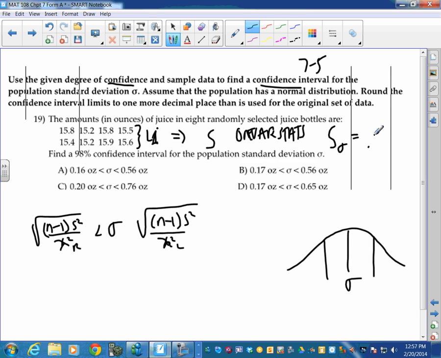What is it now? 0.273. So I have n minus 1, there's 2, 4, 6, 8, so 7 times 0.273 squared over. And how do you find this number? You go down 7 degrees of freedom, and you go over 0.02 divided by 2, on page 755.